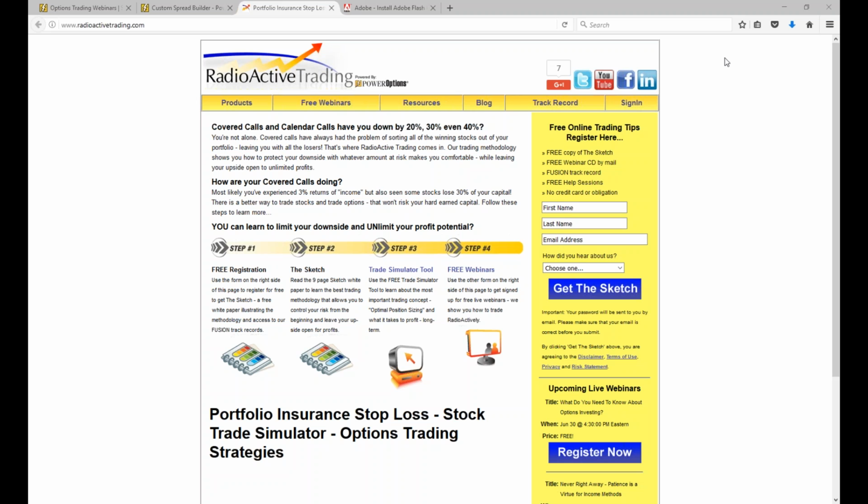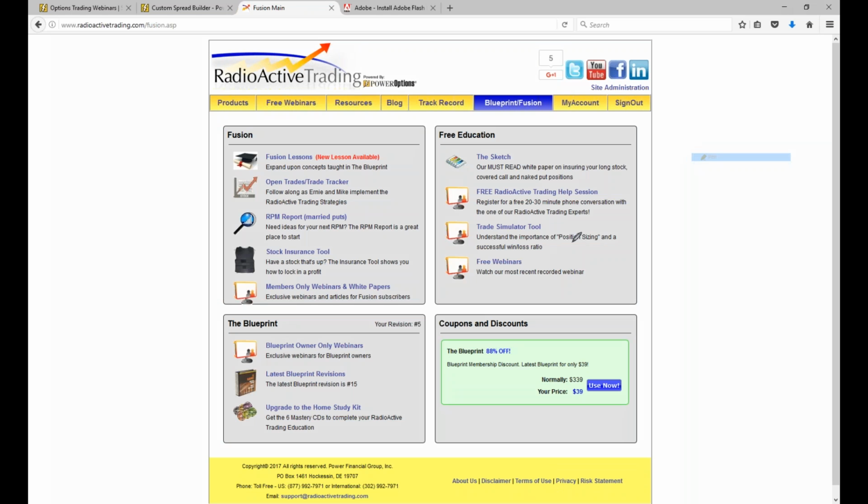And what do you get with the Fusion subscription? It's about $69 per month. But if you picked up the blueprints recently, you may be able to get your first month of Fusion for only $10. And what is available at Fusion? Well, Fusion subscribers will have access to a series of lessons. There's about 70 lessons that Kurt, myself, and Ernie put together to help emphasize the ideas in the blueprint and the concepts of the radioactive trading techniques. The open trade/trade tracker allows you to see what current radioactive trades are currently open in my portfolio. These are my real trades and Ernie's portfolio as well. So you can follow along with us as we apply this in our actual portfolios.